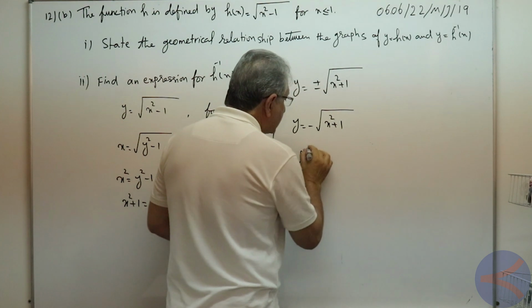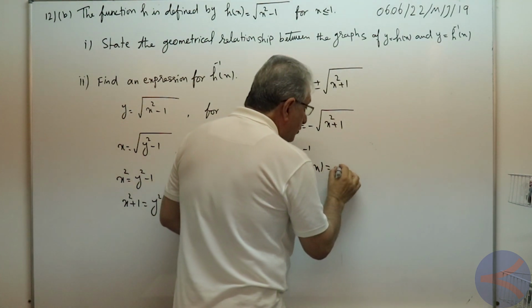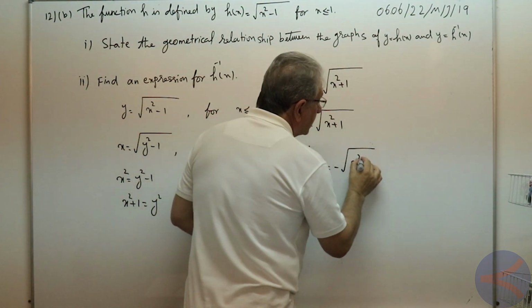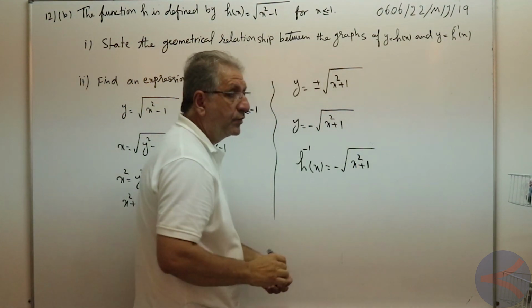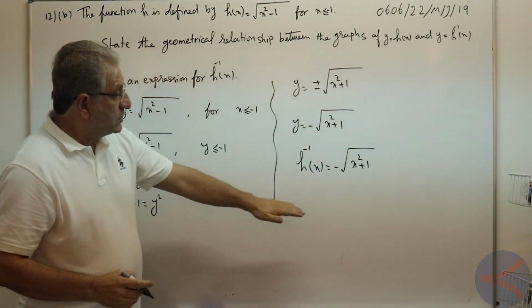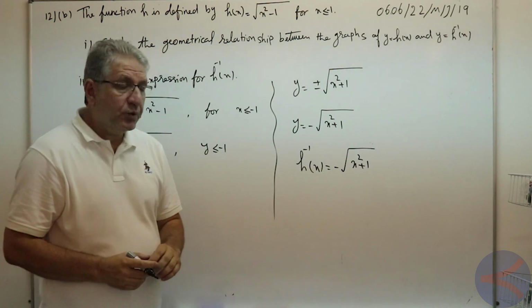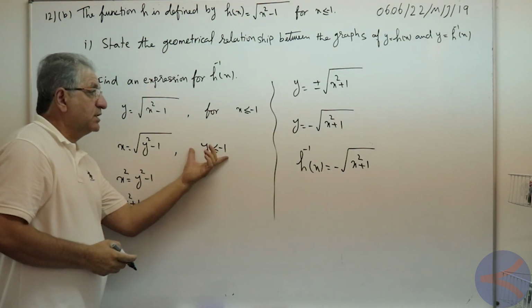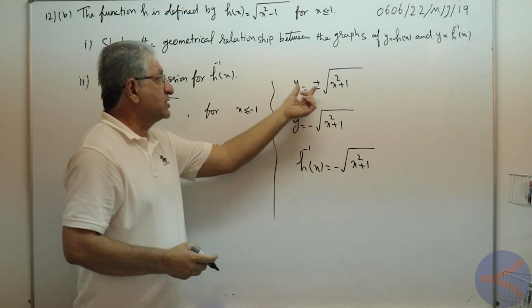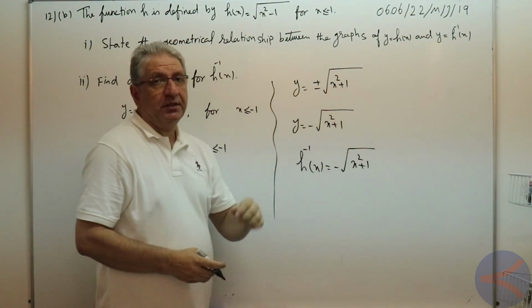Therefore, h inverse of x is equal to negative square root of x squared plus 1. So, this is your h inverse. It is very important to look at this to find which sign is accepted.